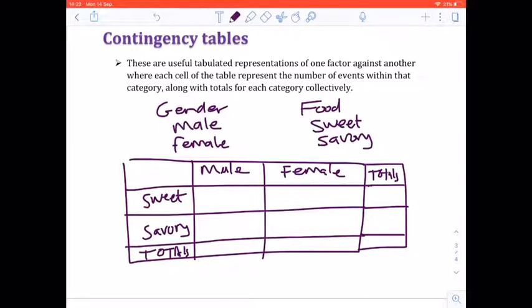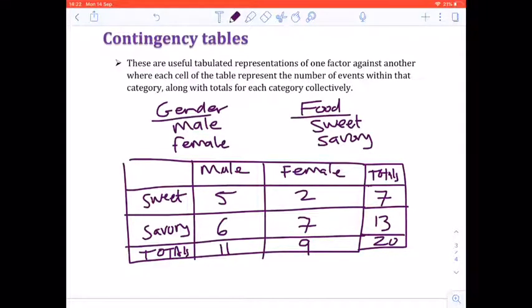So let's make up values. Male, let's put 5 with sweet and 6 with savory. So the total males would be 11. For females, let's say 2 sweet and 7 savory. So total females would be 9. And then we work across as well. So the total sweet would be 7, and the total savory would be 13. And the total would be 20. So that's how your contingency table works.